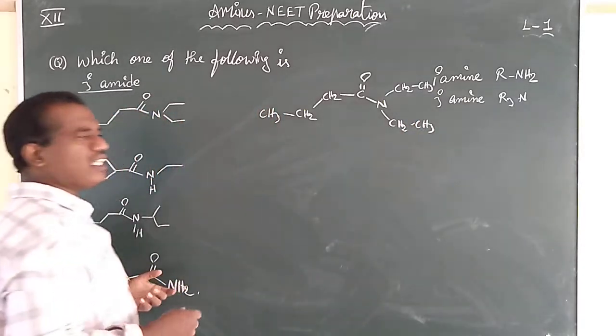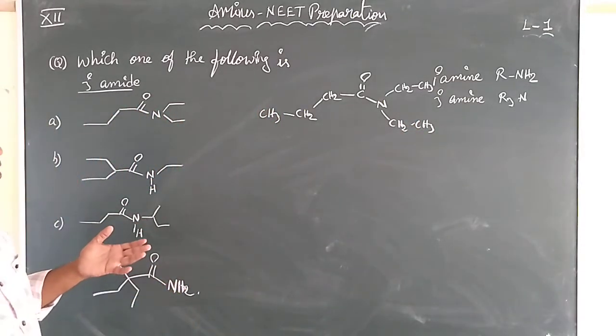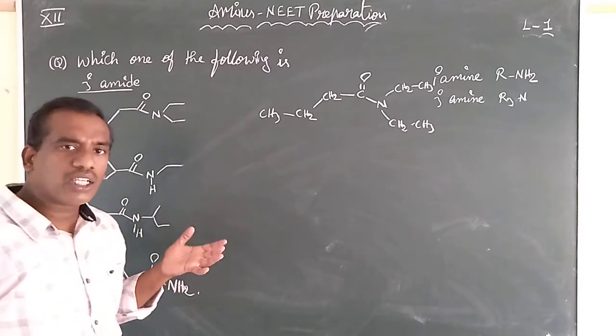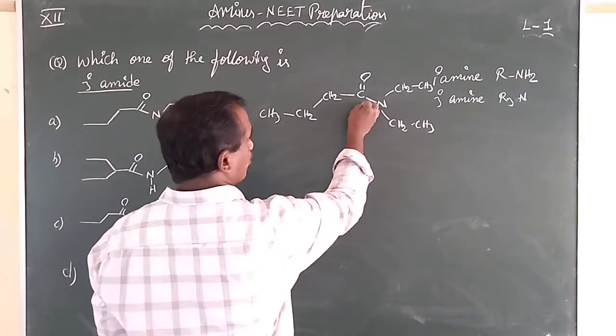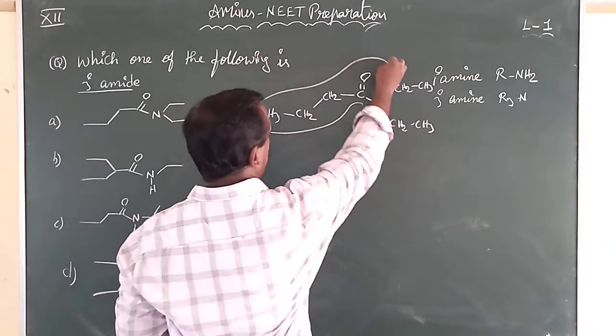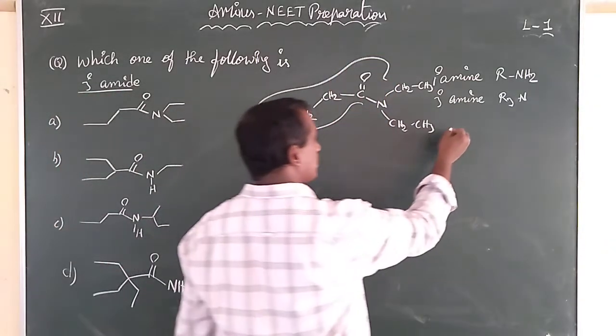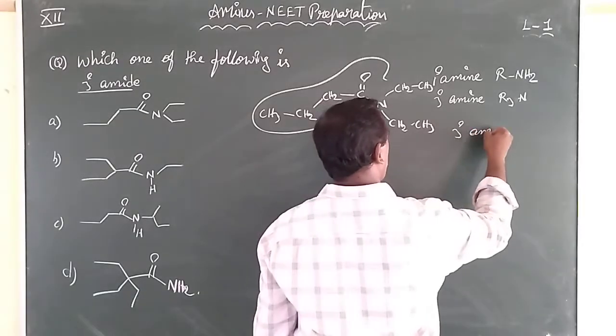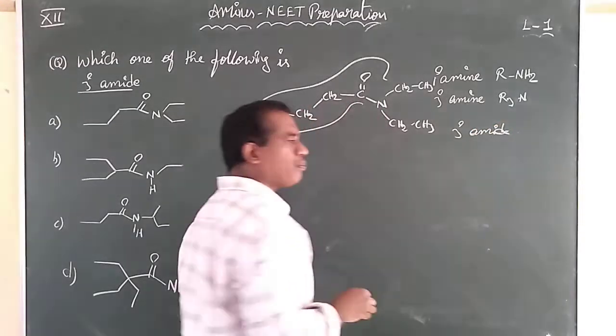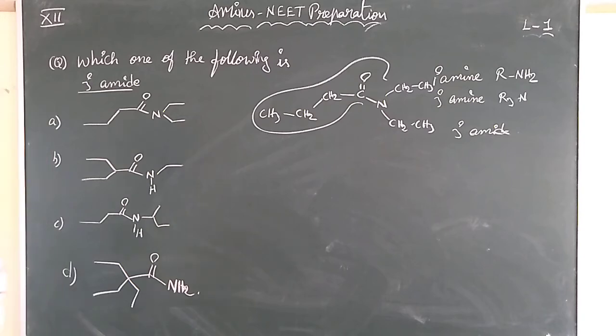So the option is directly saying it here itself. In the first option you see nitrogen bonded to 3 other carbons, and it has an amide group. We call it a tertiary amide. My suggestion is that you must practice the line structures.